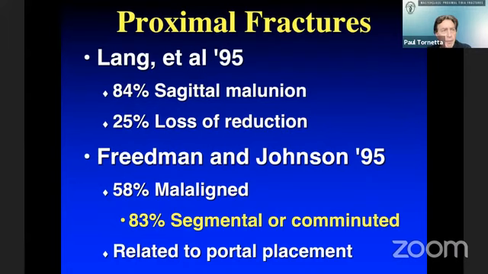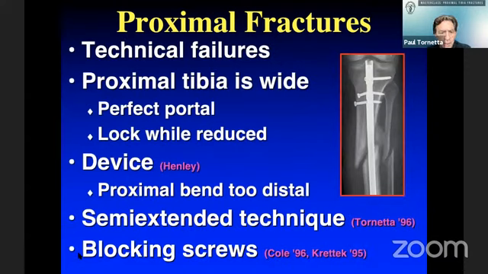So this all came about with problems with proximal fractures that were reported back in the 90s when I was just starting practice. And no one could seem to solve that issue. The problem was basically that the tibia is big at the top, and even if you got the nail down, you tend to shift like in this example here because there wasn't great stability. So it's related to having a good portal, locking while you reduce.